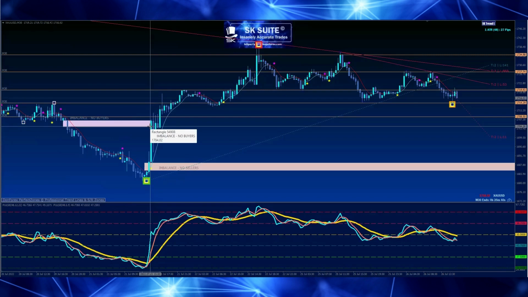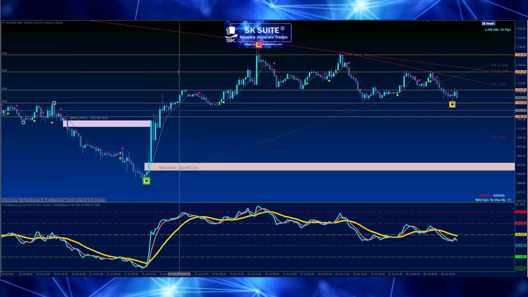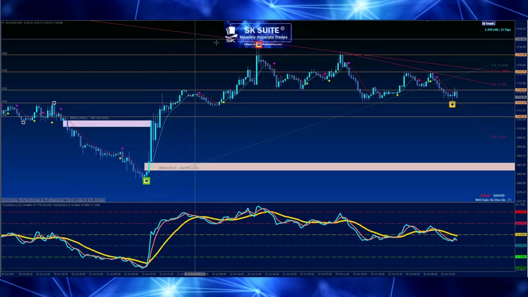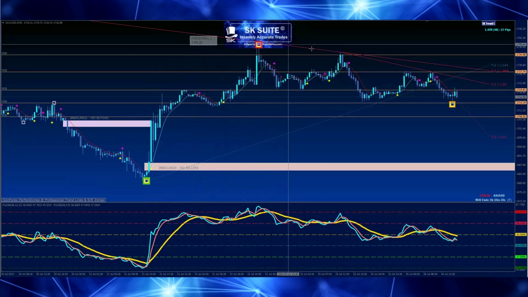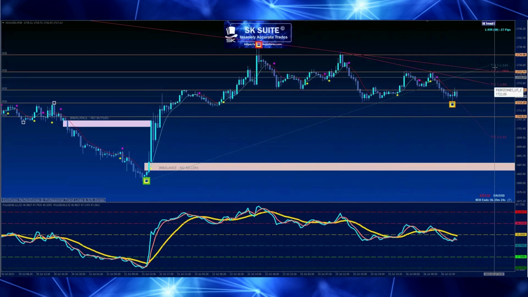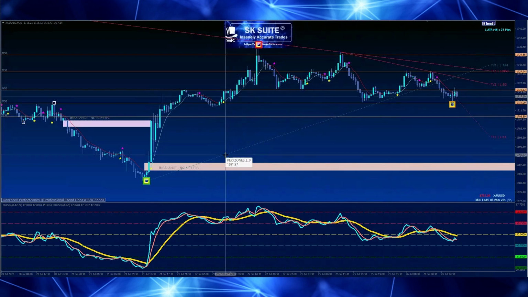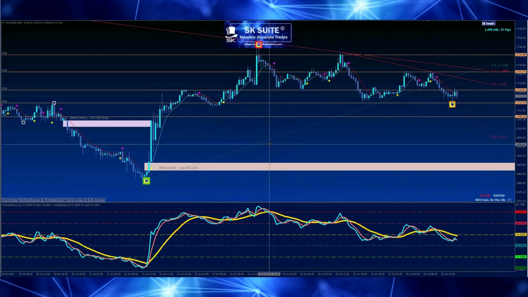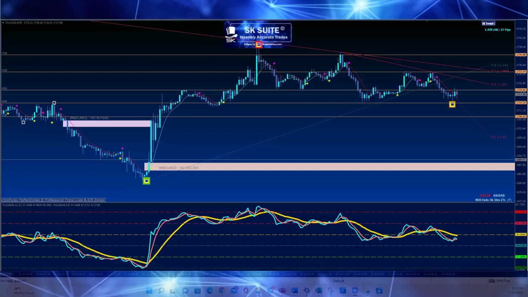Now as for trend lines, I'm using an indicator that will automatically draw them for me. Notice this red downtrend. The numbers here tell you how many touches. And one good thing about this trend line is when it's broken, it shows you as a broken trend line.